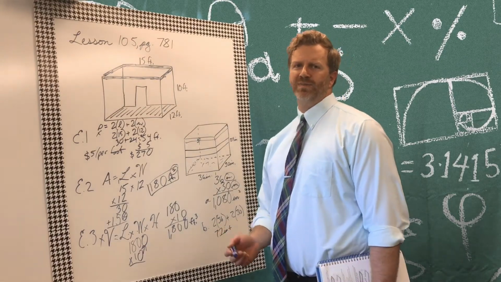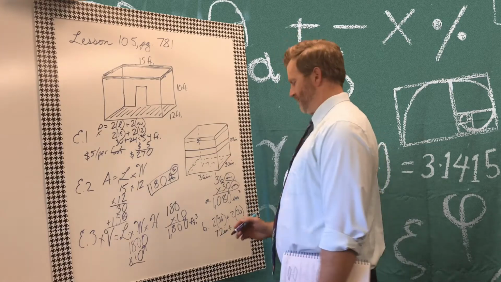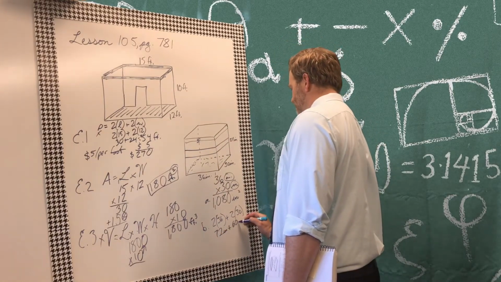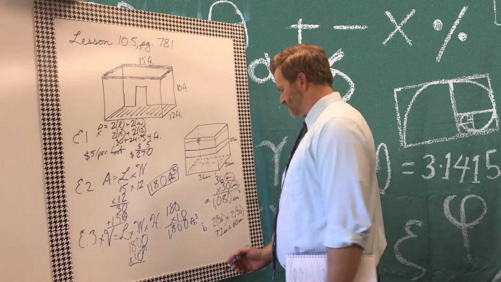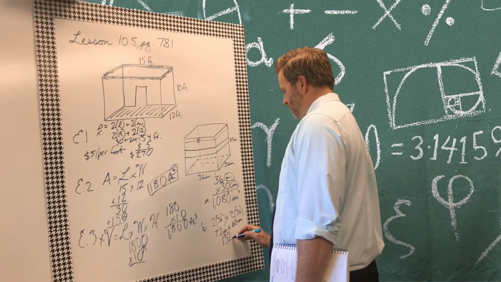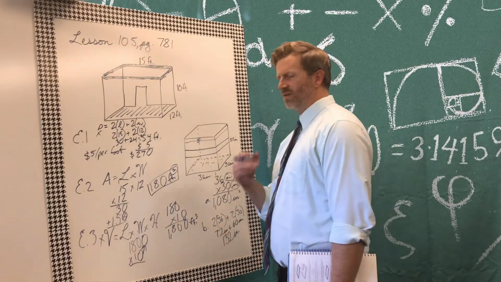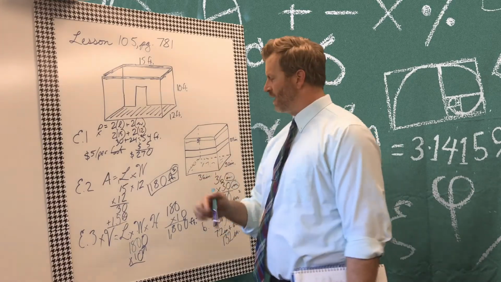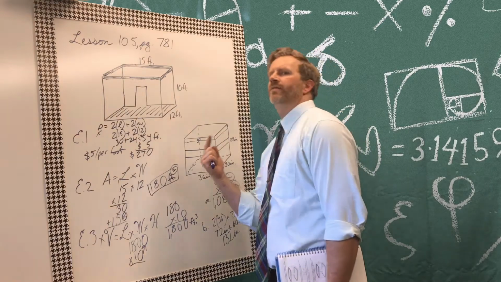30 times 2, that's a pretty easy one, right? 2 times 0 is 0. 2 times 3 is? Nice. So we got 60 inches. Sweet, let's add those up. What's 72 plus 60? 132 inches. Now remember, that's just inches long because we're not squaring it. It's not taking up space. It's just going around and around.